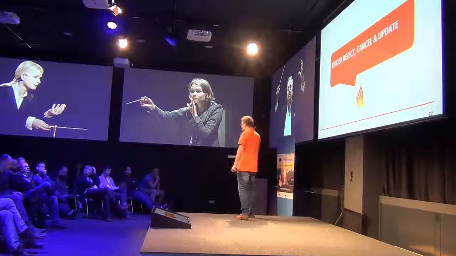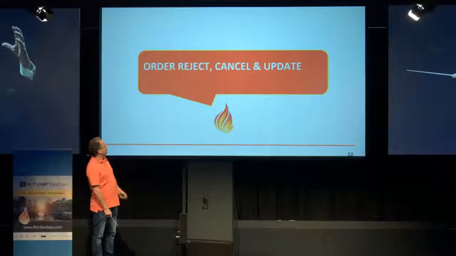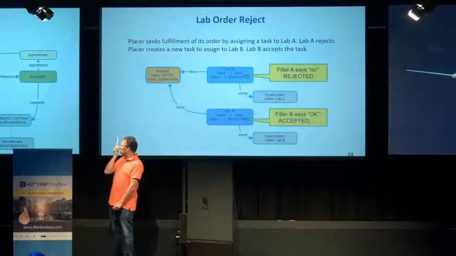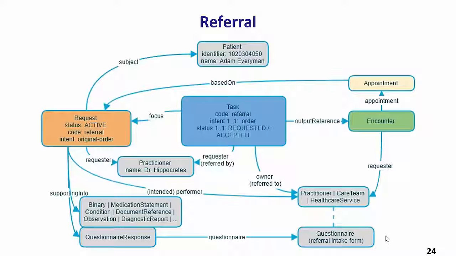Now let's look at cancelling and modification of requests and orders. Or first, actually, the referral. So what does a referral look like? Well, the referral is a request. As you have seen, it's a service request actually. It's an active request with a code that indicates I am a referral type of thing that I'm requesting.